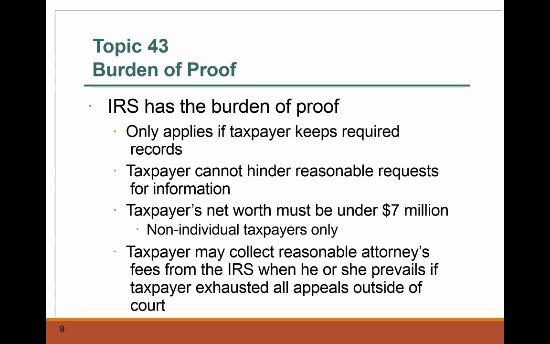Now, the burden of proof is on the IRS, and it only applies if the taxpayer keeps the required records. So even though the IRS has the burden of proof, you as the taxpayer have to have the records, and you cannot hinder any reasonable requests. So if the IRS is asking you for supporting receipts or additional information on your revenues, then you should not hinder that process. Also, your net worth must be under $7 million, and that is non-individual taxpayers only.